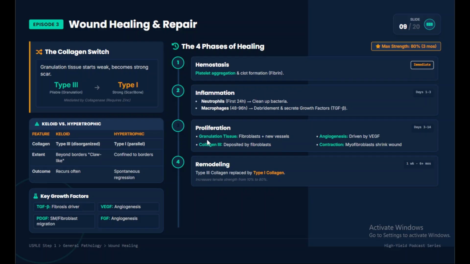Now, this is all about the wound healing. I hope you understand this, and I try to do something like a commentary style, and this is what I can do for you.